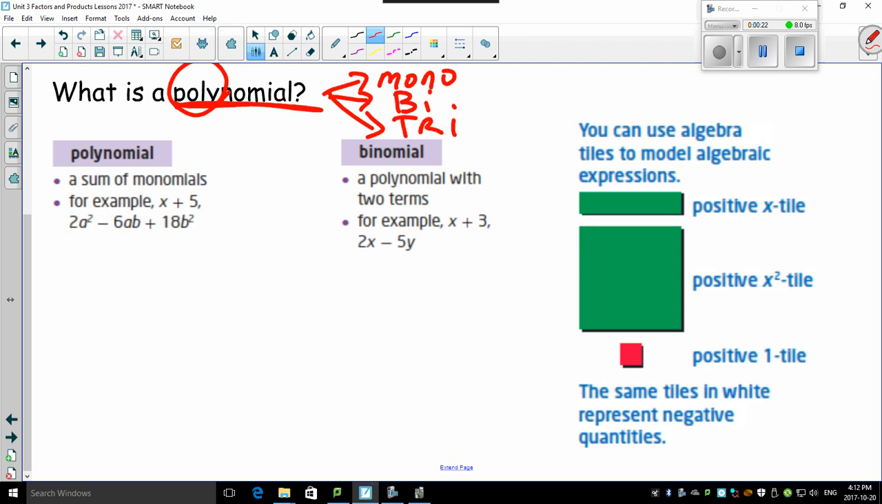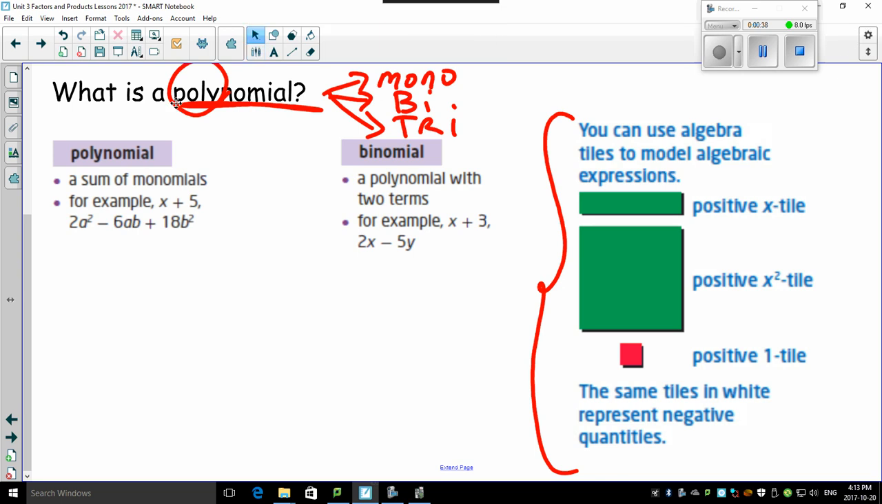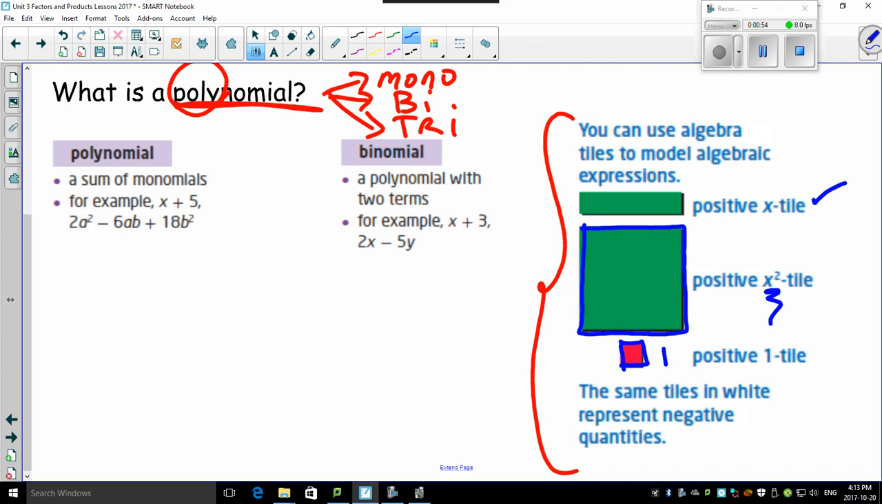And what's interesting is that all polynomials can actually be written in terms of x's and y's and so on. But the cool thing is you can also use a model to explain what a polynomial is. This here is called a positive x tile. What do I mean by that? I'll tell you in a second. This one looks like an x squared, doesn't it? And that's why we call it an x squared tile, because it looks like a square. This tiny one here is considered to be a ones tile.